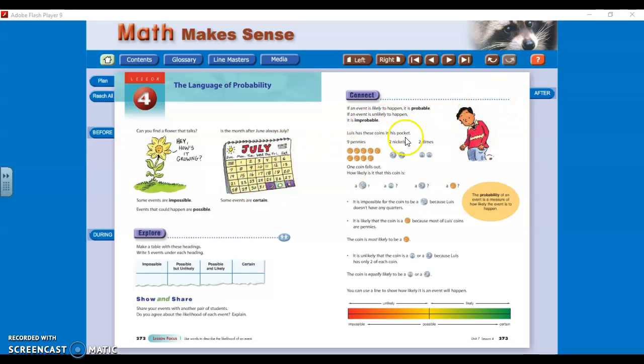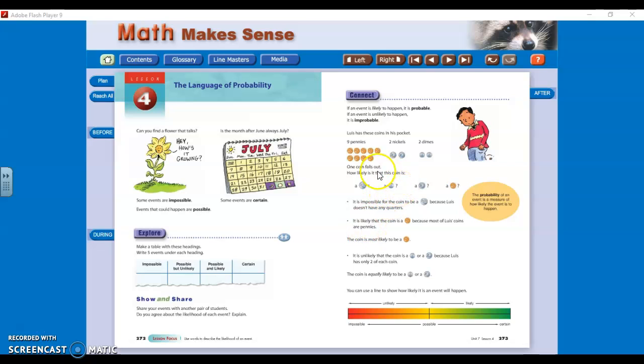Let's take an example. Lewis has these coins in his pocket. He's got mostly pennies, a couple nickels, and a couple dimes. How likely will it be that a quarter falls out of his pocket? Well, it is impossible, because he doesn't have any quarters.